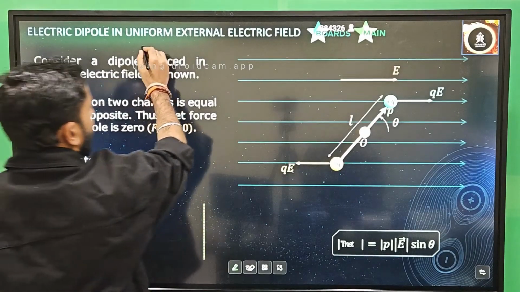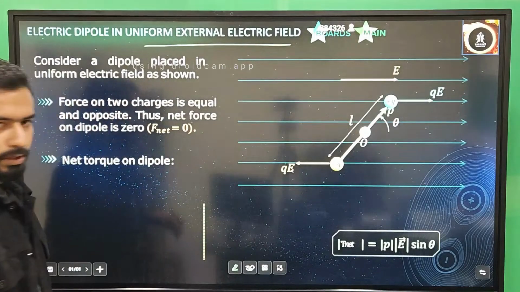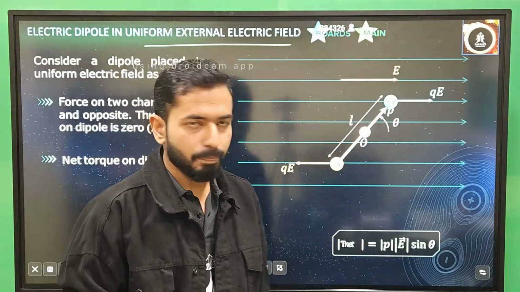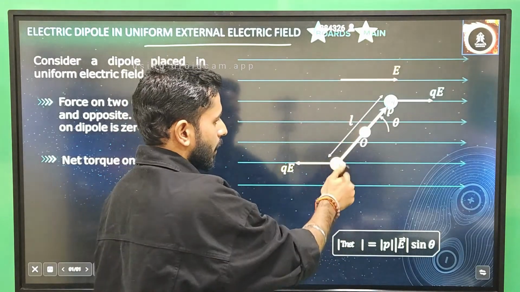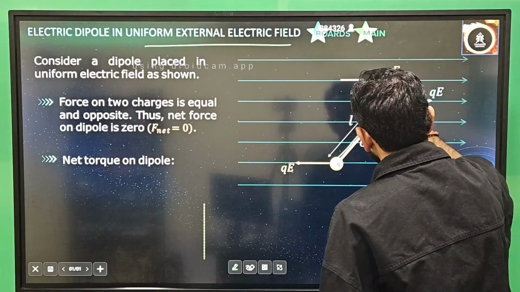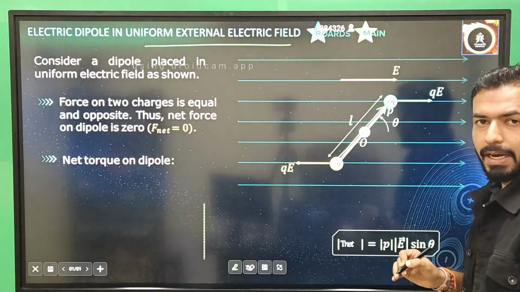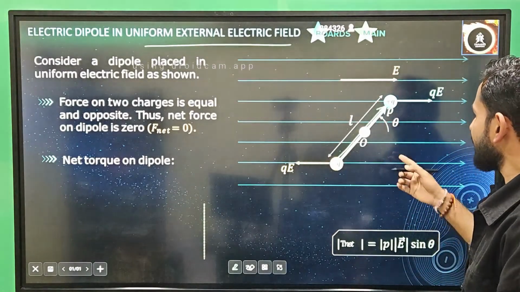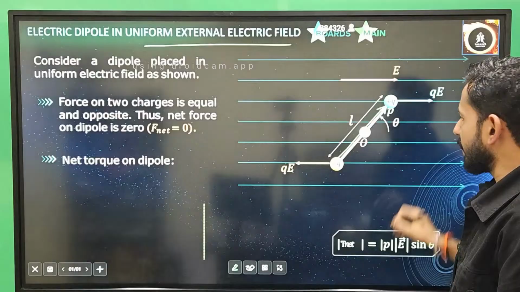Electric dipole in an external electric field: let's suppose now you have applied an external field. Now the question is, what is the net force acting on the dipole? Let's suppose this kind of dipole is there. Negative to positive is always the direction for the dipole. If I ask you what is the net force acting on this dipole, in an electric field, what is the force?